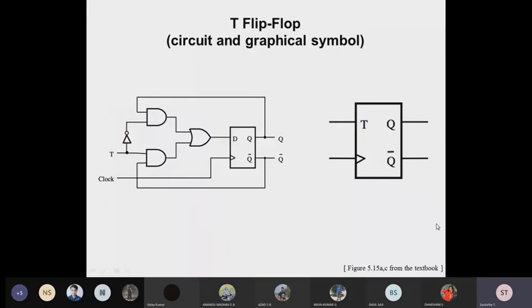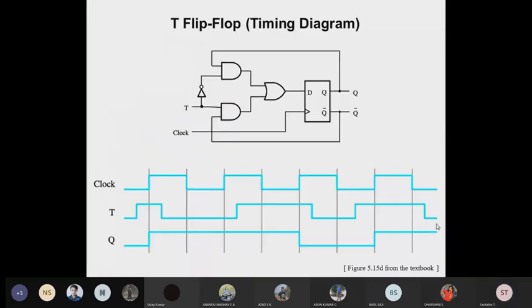That here, T flip-flop? So here we could see the representation of the T flip-flop. That is the timing diagram of the T flip-flop, right? So here I have considered positive edge trigger. In this case, we have considered the positive edge trigger.